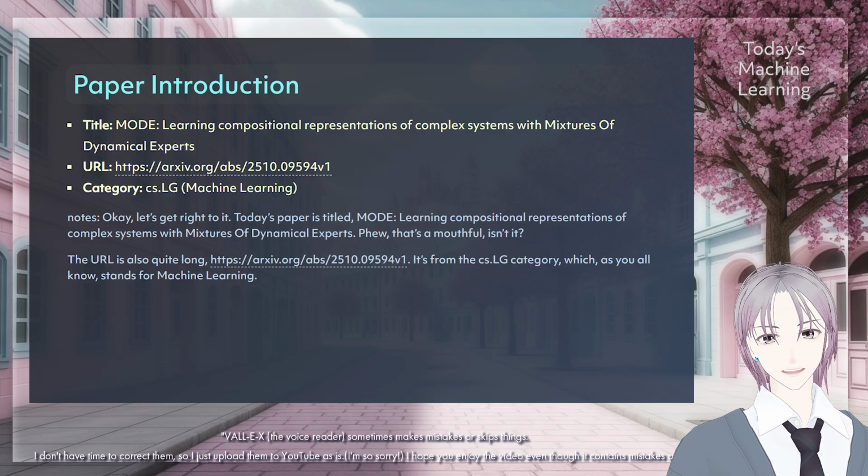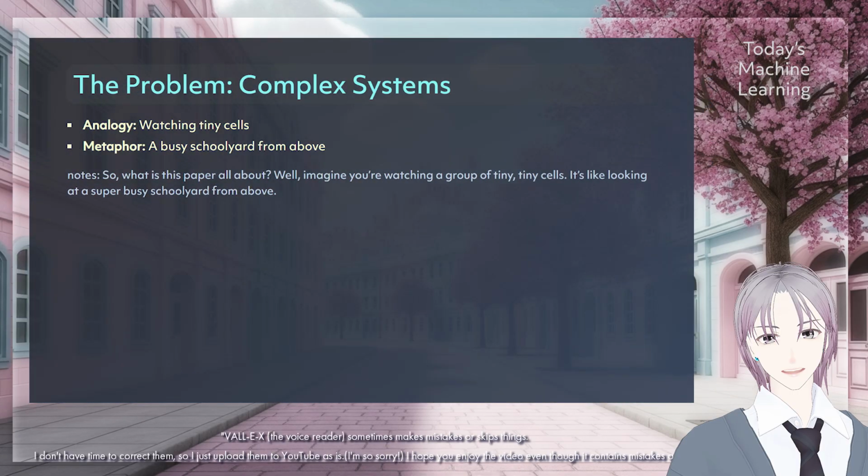Today's paper is titled, Mode: Learning Compositional Representations of Complex Systems with Mixtures of Dynamical Experts. Phew, that's a mouthful, isn't it? The URL is also quite long. It's from the category which, as you all know, stands for machine learning. So what is this paper all about?